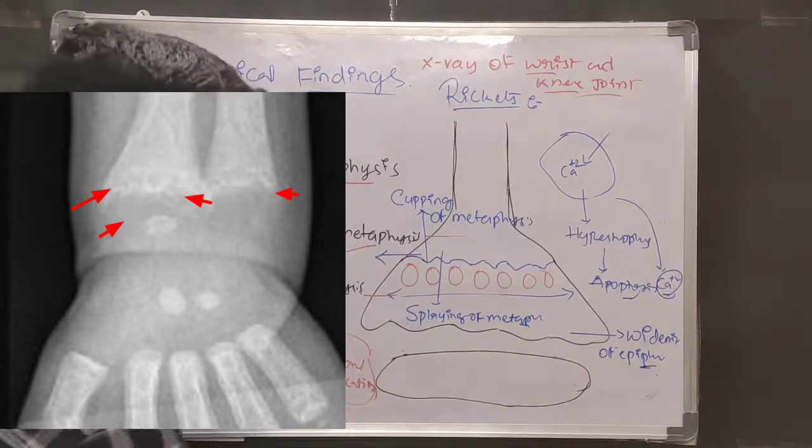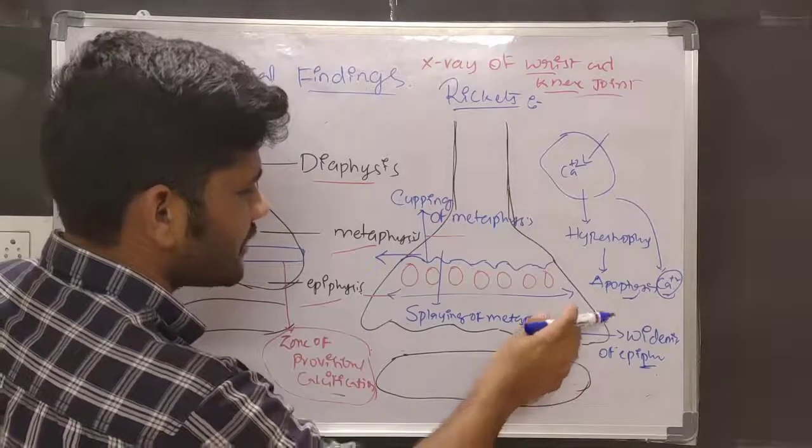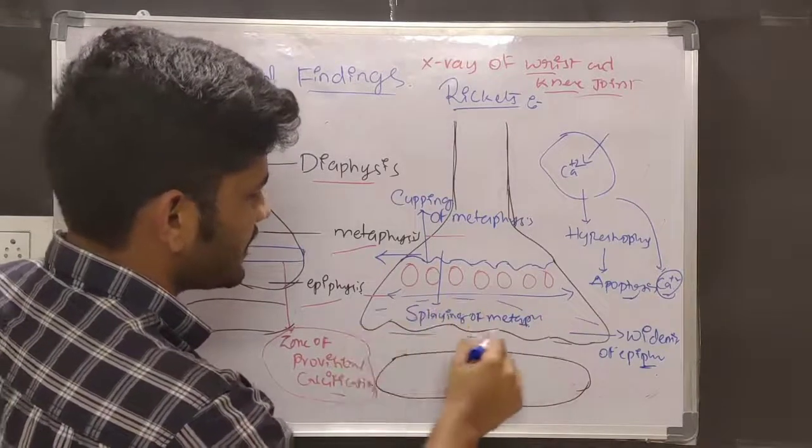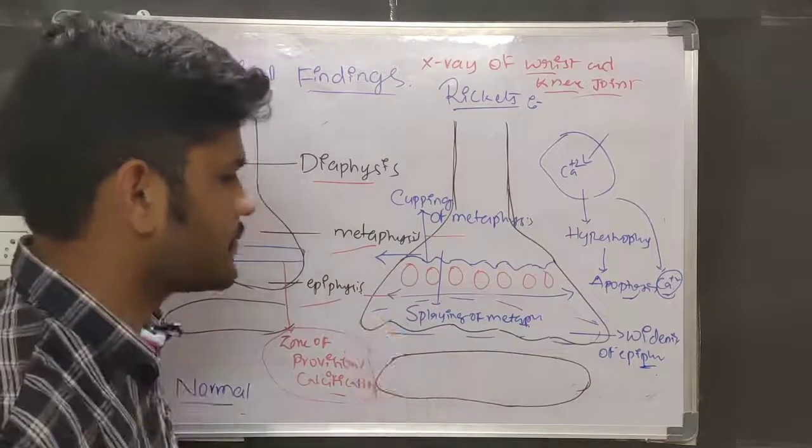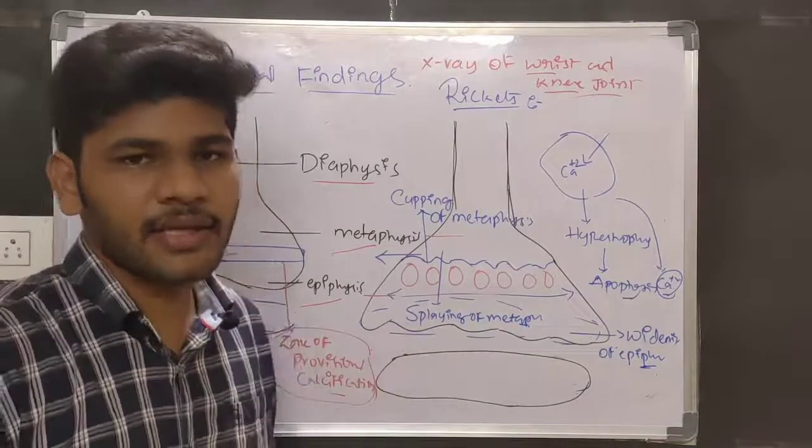And apart from this, there is a delayed calcification of the bone, which causes delayed appearance of the epiphysis, which is most commonly observed. So the epiphysis is not clearly observed here in the X-ray.